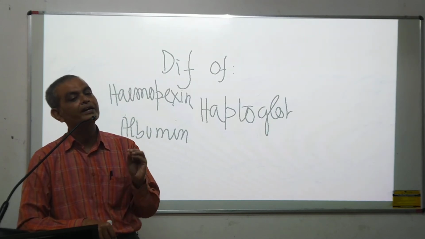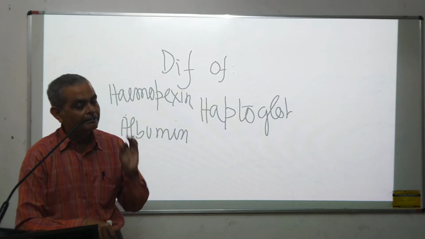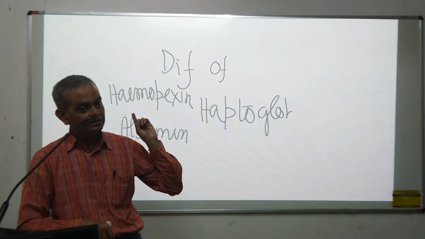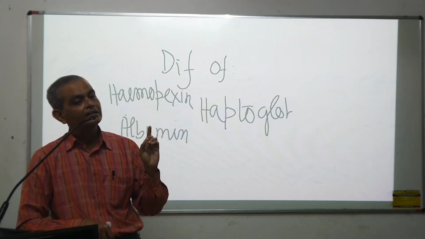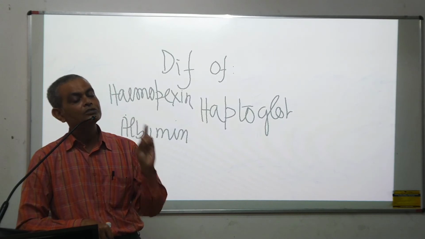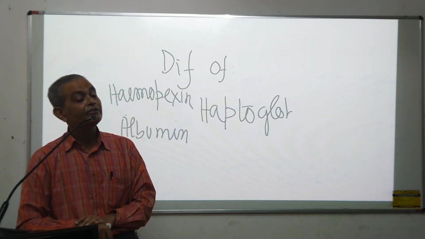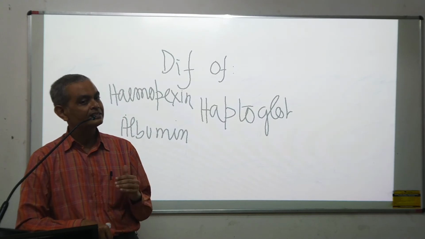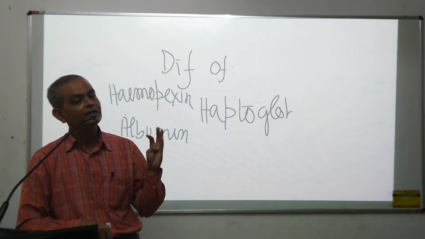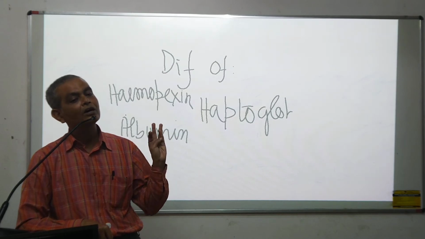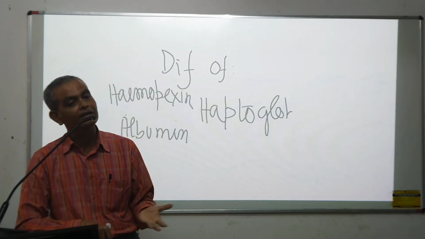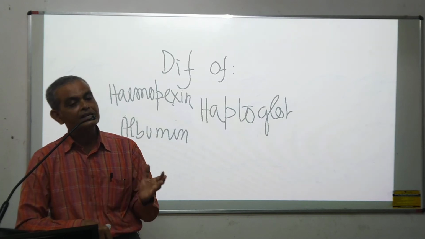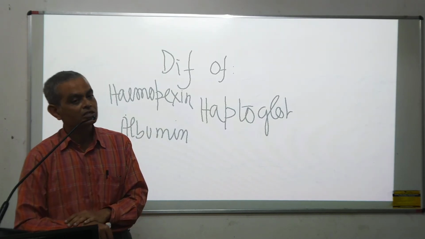But usually, organomegaly is not expected. So what you get? You will get anemia, you will get jaundice, and you will get hemoglobinuria and also hemosiderinuria. And if you examine blood, in this case, you get low level of haptoglobin, low level of hemopexin, and also hemoglobinemia. That means free hemoglobin within the blood. So these are the features which are the main difference between intra and extravascular hemolysis.